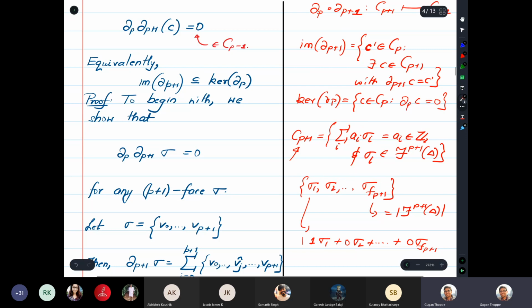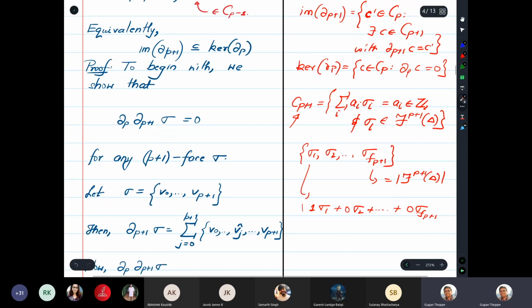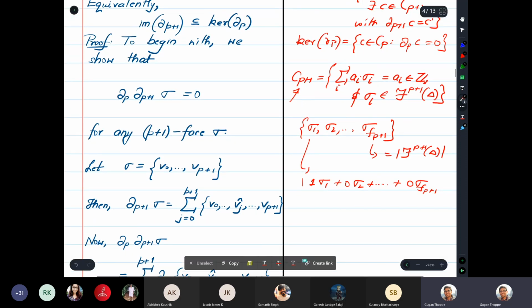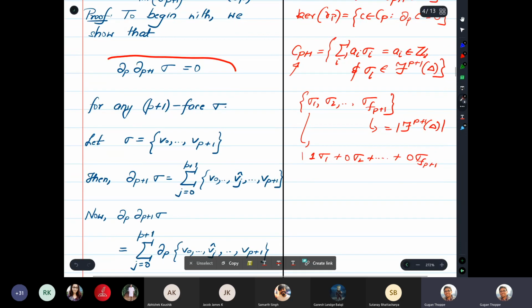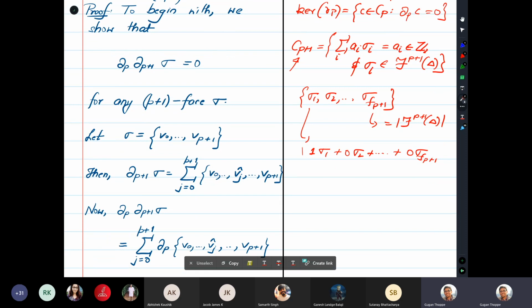So let's pick some arbitrary σ_i and let me call this σ. This σ represents an arbitrary basis element in this choice of basis. So let σ be some p+1 face. When I write this σ, you have to interpret this as the p+1 chain. Our goal now is to show that ∂_p of ∂_{p+1} of σ is 0. So let's try to prove this. Since σ is a p+1 face, I hope you agree that it should have p+2 vertices. So keeping this in mind, I assume that the vertices of σ are denoted by v_0 all the way up till v_{p+1}.